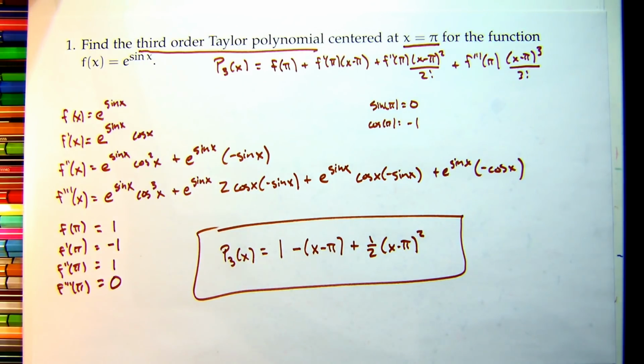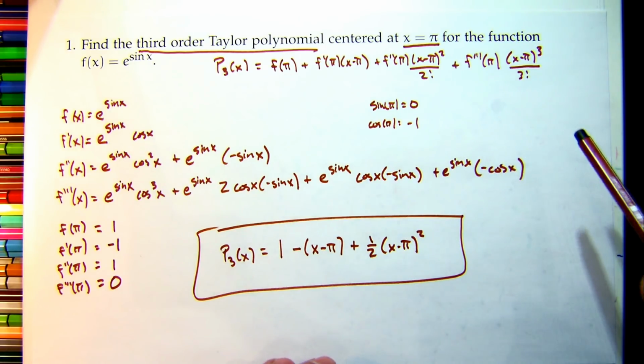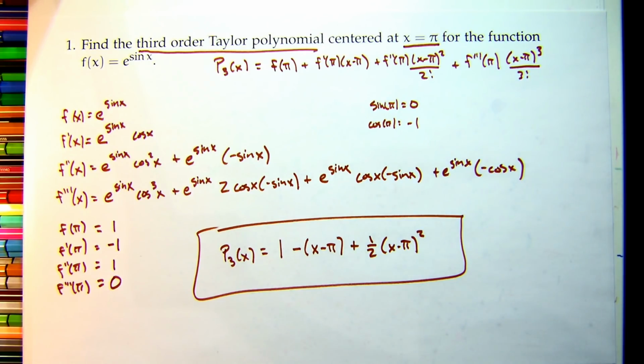Now you might notice, wait, but it's not a third degree polynomial. Look, third order doesn't refer to what's the degree of your Taylor polynomial. What it refers to is how many derivatives you went up to. And if your last derivative was 0, it may not be the same as your degree.